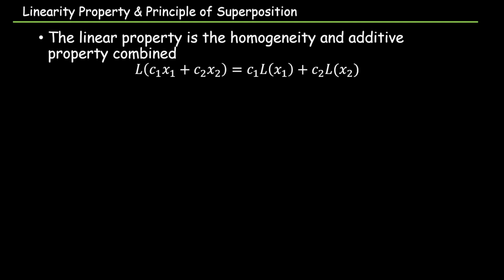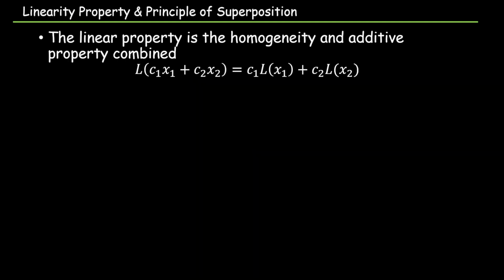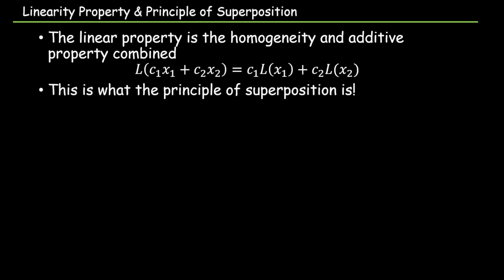So yeah, the linear property is pretty much the homogeneity and additive property combined. Let's say we have some function that we're going to call L, and it can be whatever. L is pretty much the mystery box. It does things. You input c1 x1 and then c2 x2, and if you get c1 L(x1) plus c2 L(x2), then this is the linear property, and this is what the principle of superposition is.